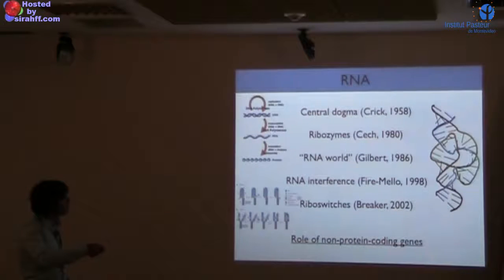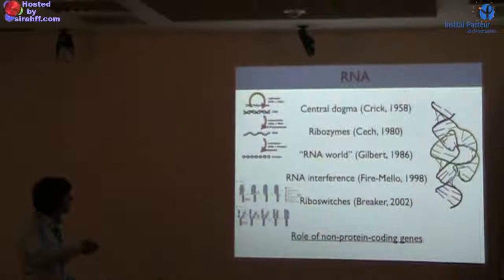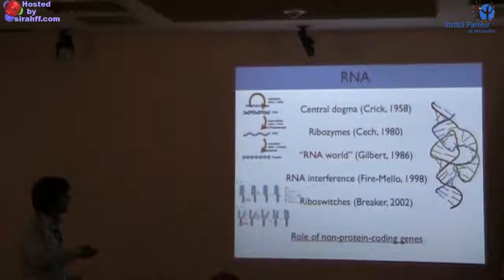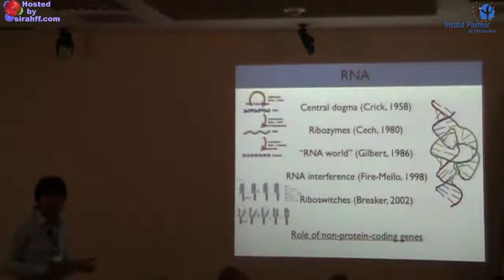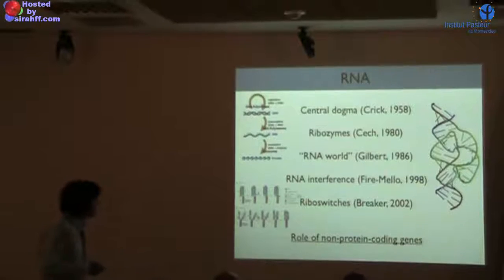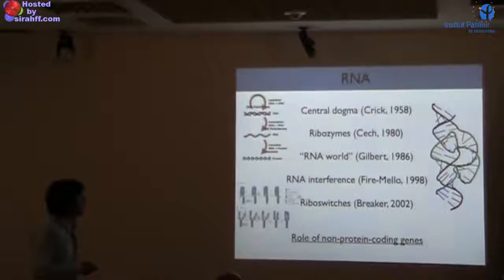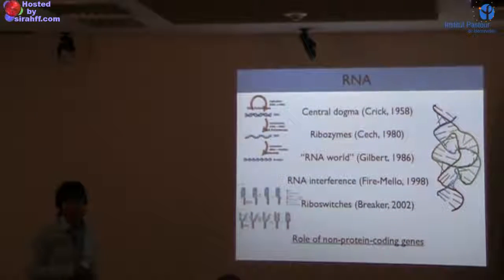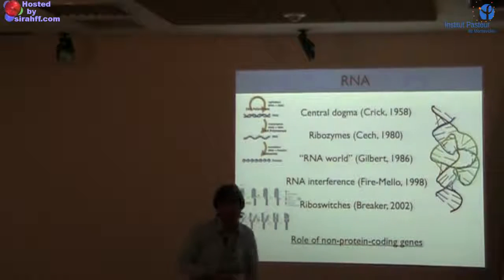But then people discovered in the 80s that you can have enzymes made of RNA, which makes it much more interesting, and that led to the hypothesis of RNA as the molecule at the origin of life, which is also very charming. But then the real revolution started in the 90s, when people discovered that RNA has a crucial role in the regulation of gene expression.